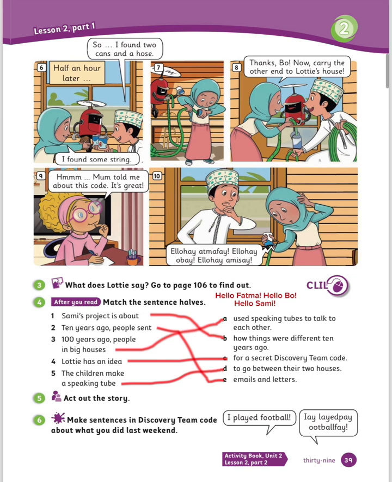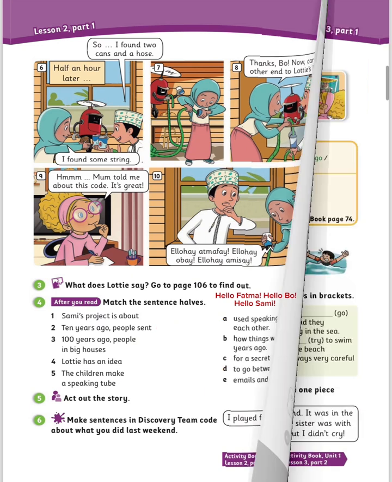Exercise number 6. Make sentences in Discovery Team code about what you did last weekend. In this activity, write sentences in your class notebook. Now put the sentences in code and write the code sentences in your class notebook. Swap the codes with your friends, like the examples in the boxes.